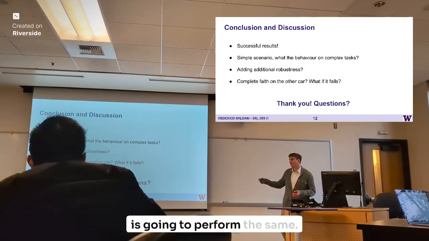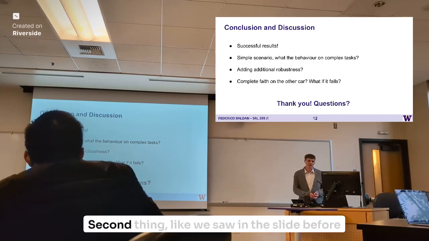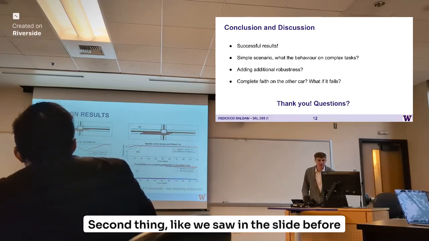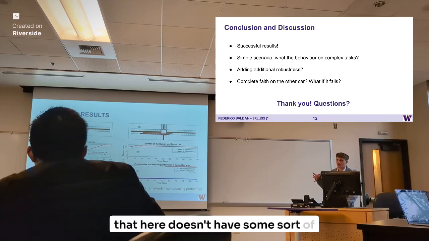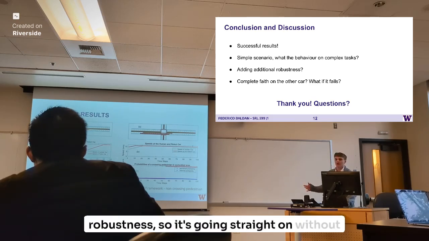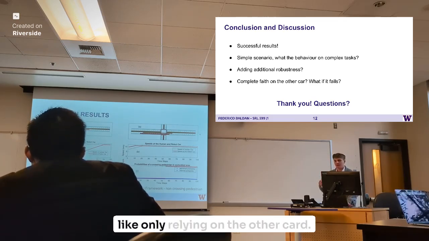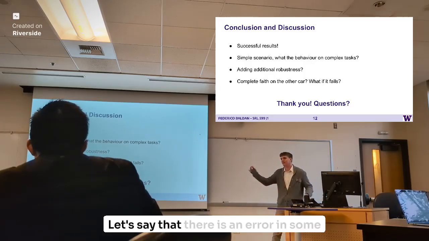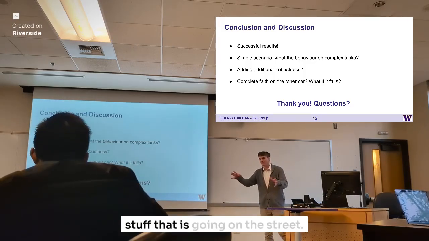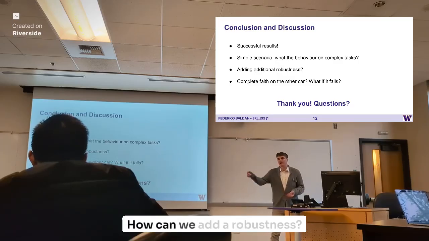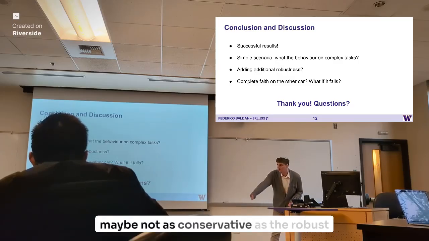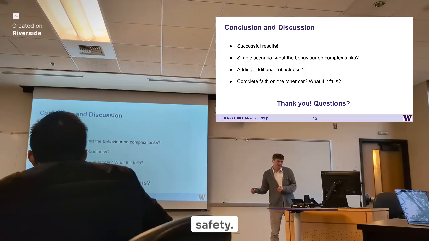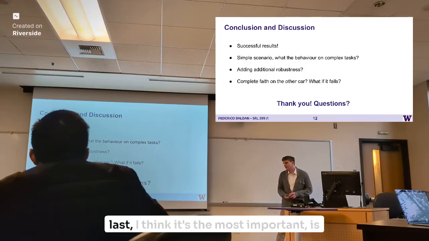Is it going to perform the same? Second thing, like we saw in the slide before, this doesn't have some sort of robustness, so it's going straight on, relying only on the other car. So how can we add additional robustness? Let's say that there is an error in something that is going on in the street. How can we add robustness, maybe not as conservative as the robust algorithm, but at a certain level of safety?